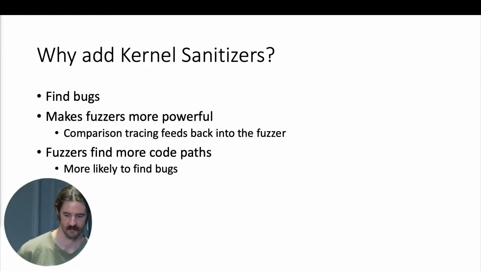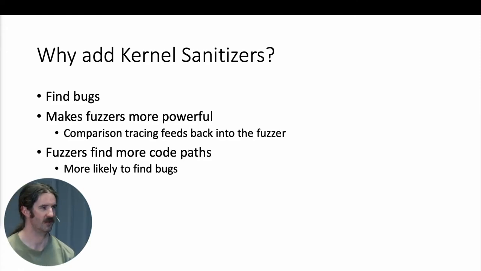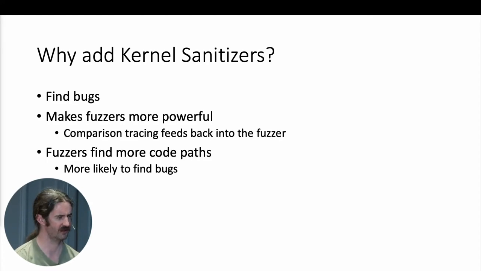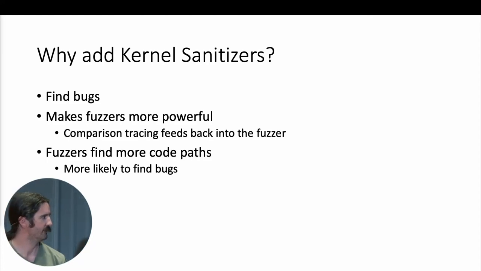Why? Find bugs. That is my one. Fuzzing, which I'll talk about soon, often needs this sort of thing, and it makes fuzzing much more powerful. Especially the comparison example I gave you, it makes it so the fuzzing can feed back. As you make fuzzing more likely to find code paths, it's more likely to find bugs. So it basically feeds back in on itself: if you can make it easier to find bugs, you'll find more bugs.